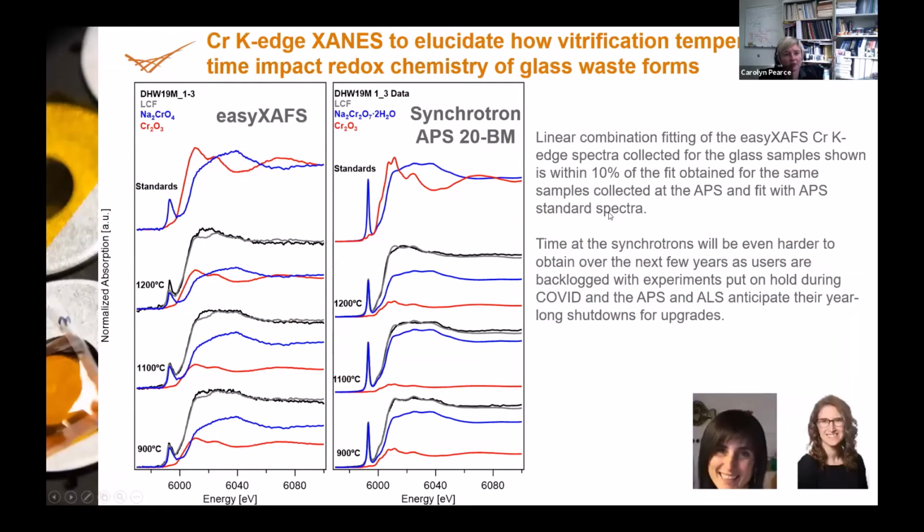And so this is some work that was actually done by Viviana at PNNL, and Sarah did the X-ray absorption spectroscopy to look at the behavior of specific elements within the waste. The initial work was done at the APS, but after we weren't able to access the APS, we were able to switch to our easy EXAFS system and continue the analysis to elucidate how the vitrification temperature and time actually impact the redox behavior of the glass waste forms by tracking the oxidation state of chromium.